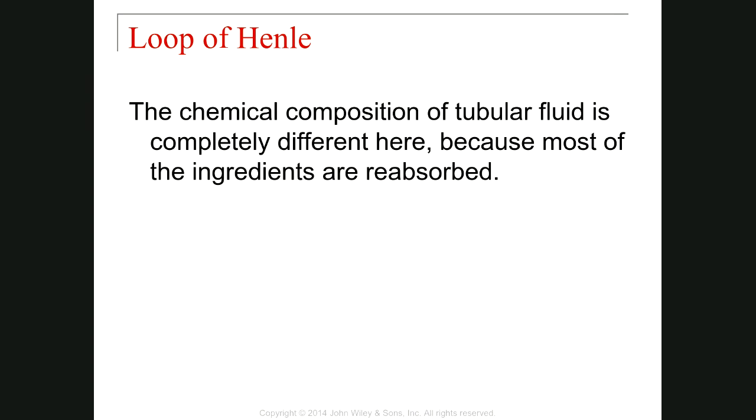After the proximal convoluted tubule, we have the loop of Henle. The chemical composition of the tubular fluid in the loop of Henle is completely different from the proximal convoluted tubule because most parts of the ingredients are reabsorbed in the proximal convoluted tubule.